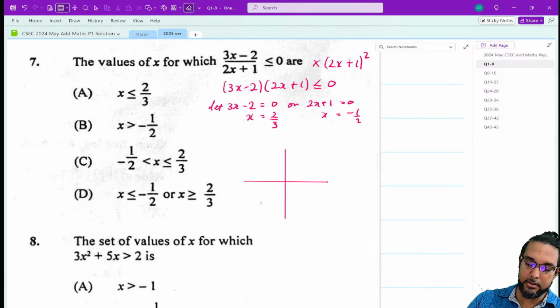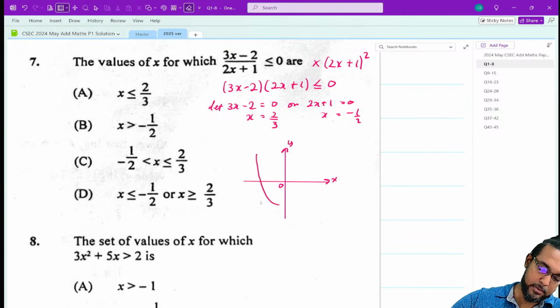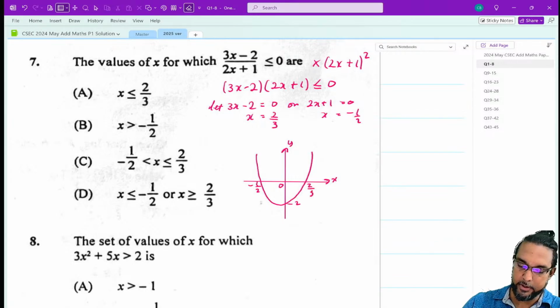So what I do with the quadratics regularly is I would then create a little mini coordinate axes, the Cartesian plane. So minus a half and then 2/3, right? So minus a half would be a little nearer. So that's minus a half there, that's 2/3. Okay, so the diagram is not drawn to scale.